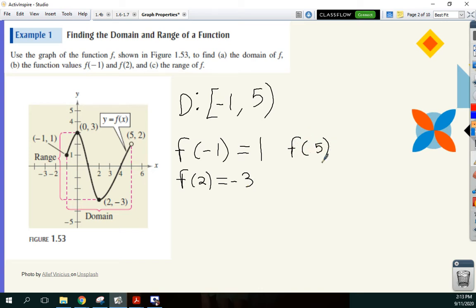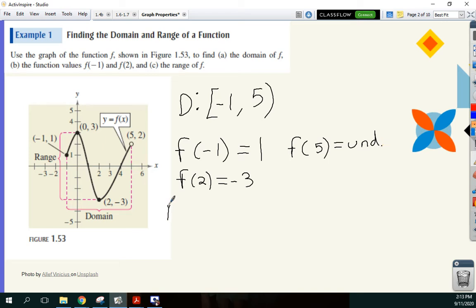Now they didn't ask us to find this, but let's say they did. What would happen if I asked you to find f of 5? Now some of us might automatically say, oh, it's 2. Be careful though, because remember that this is where that point would be. However, it's an open circle, so I can't actually plug in 5. So f of 5 would be undefined.